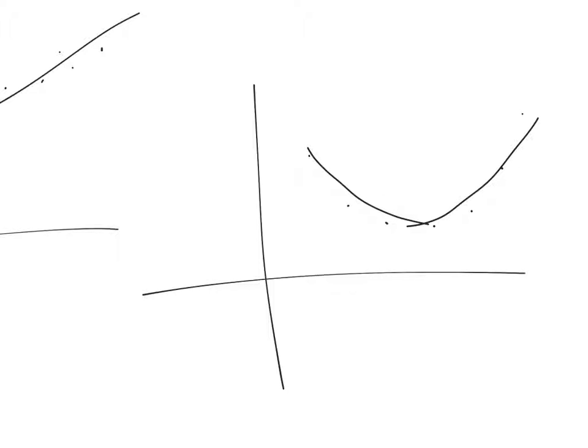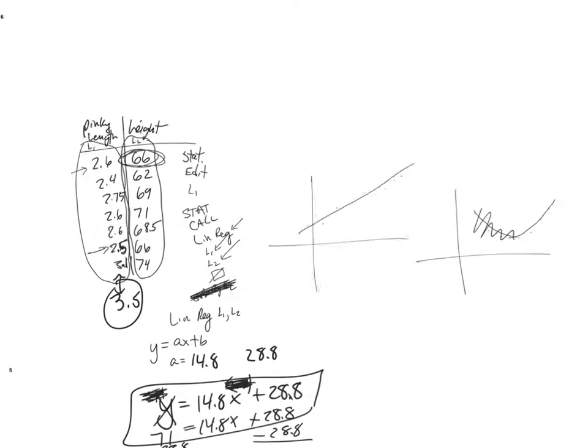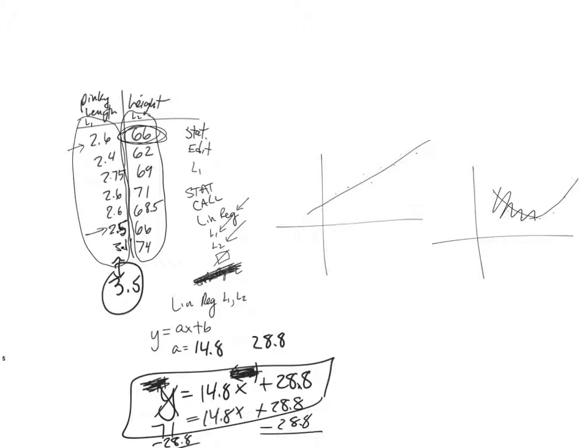Okay? The one you just did, straight line, is the one that makes the most sense to people. You understand, oh, taller person, longer pinky, makes sense. But you don't have that all the time. Sometimes you have this quadratic situation. All right. So let's actually assign you some problems that are like this.